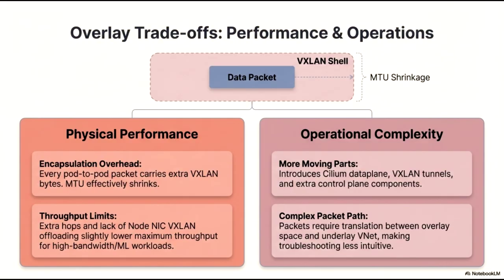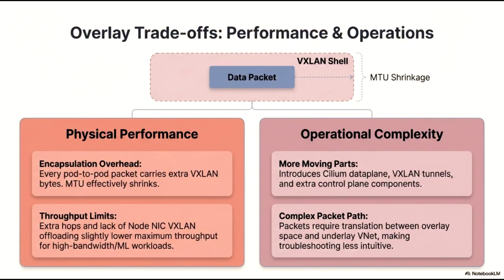reduced. Looking at physical performance, the primary concern is encapsulation overhead. Since every pod-to-pod packet carries these extra VXLAN bytes, network efficiency is impacted. Additionally, there are throughput limits to consider. The requirement for extra processing hops and a potential lack of hardware-level VXLAN offloading on the node's NIC can lead to lower maximum throughput, which is a critical consideration for high bandwidth or machine learning workloads.